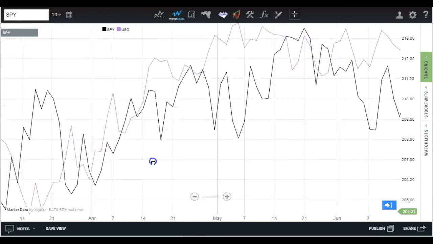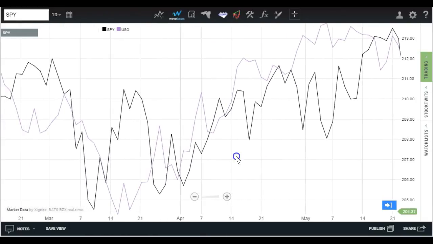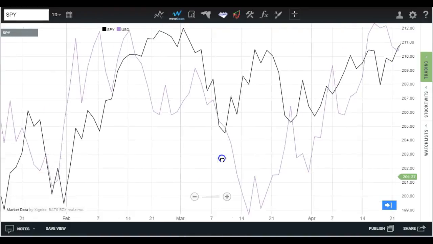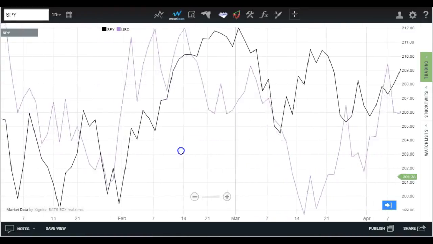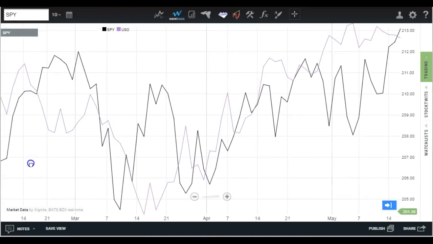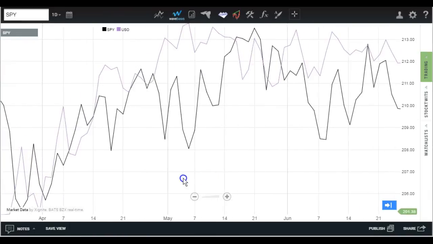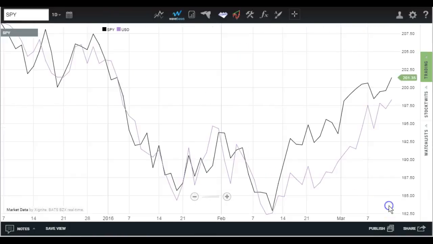And we can see that maybe here in, what is this here? Early 2015, we had another correlation condition where they moved together day to day. So let's come back to the present. And we can see that as long as this relationship holds, you could trade it. You could say that, excuse me, if oil goes up, then you've got to be bullish for that day on stocks.